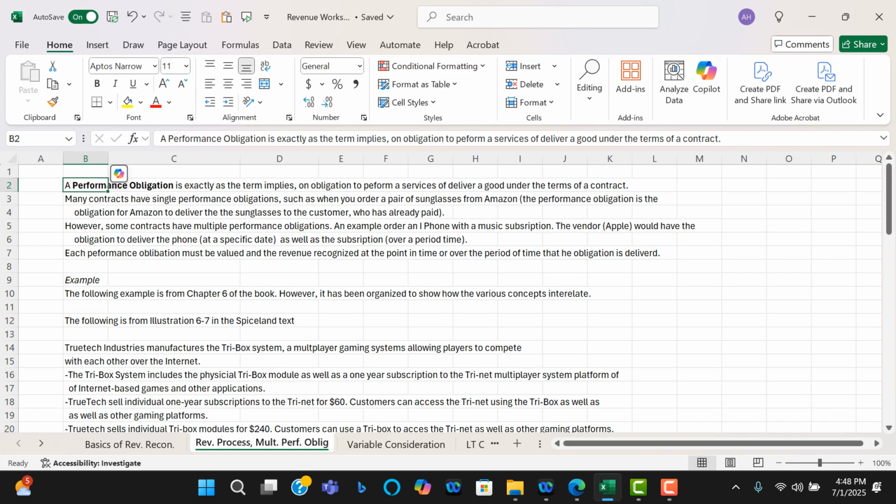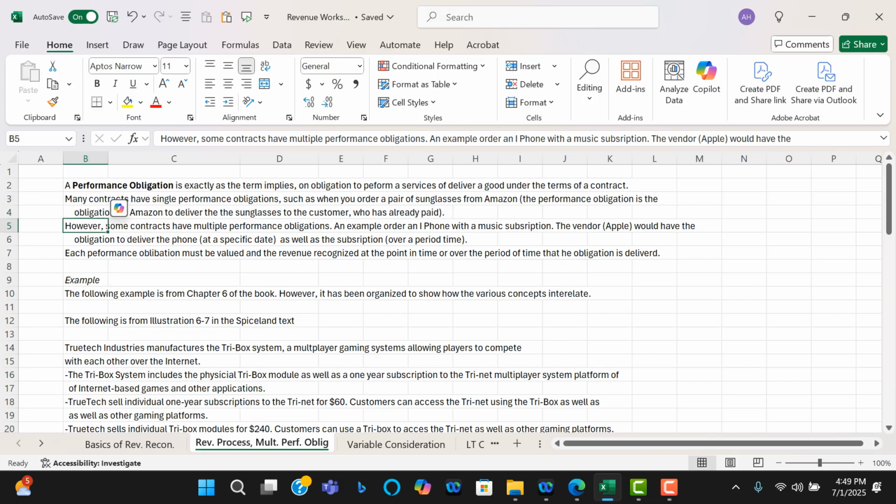A performance obligation in a contract is exactly what the term implies, an obligation to perform a service or deliver a good under the terms of a contract. Really, most contracts have a single performance obligation, such as you buy a pair of sunglasses from Amazon. Their performance obligation is to deliver you the glasses, and you've got to pay for them, but probably you've already paid for them in advance with Amazon, so that would be a simple contract with one performance obligation.